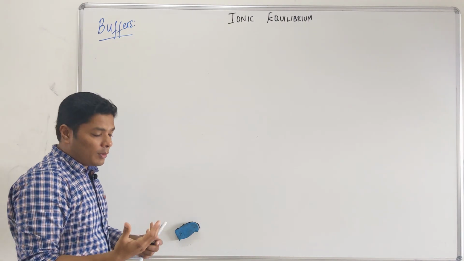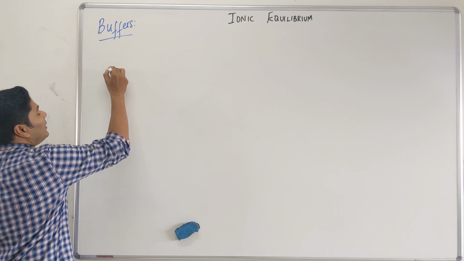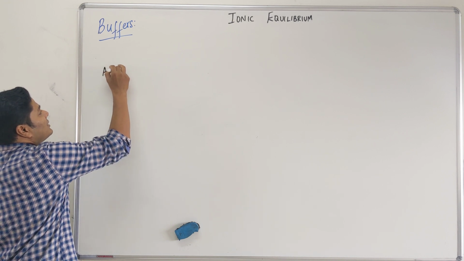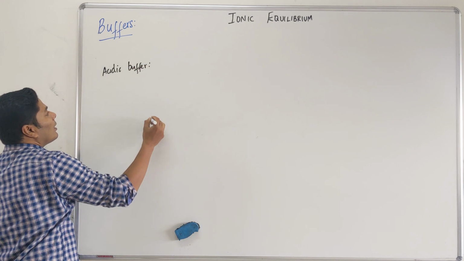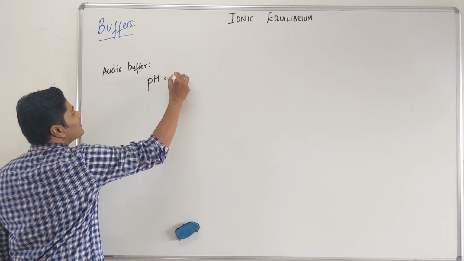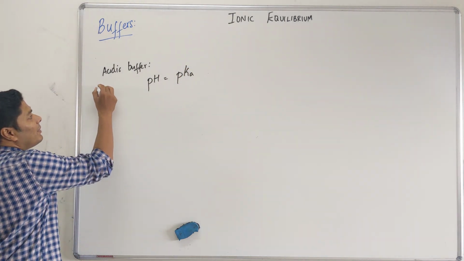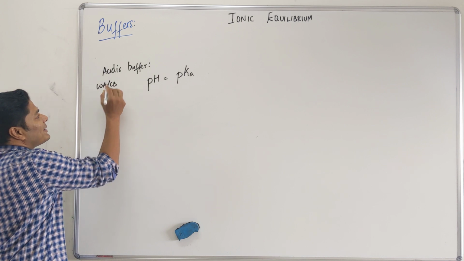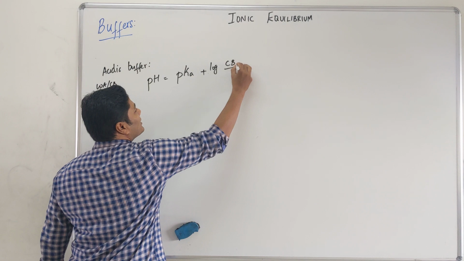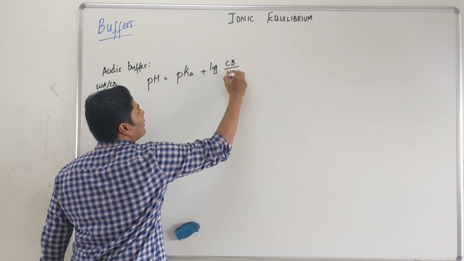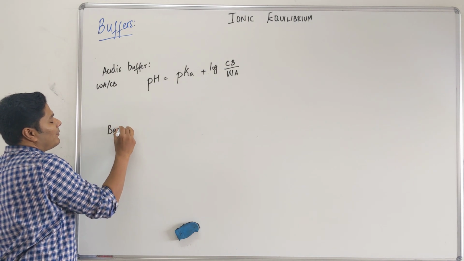Once you figure out that the problem given to you is a buffer problem, it's extremely simple. For an acidic buffer, I'll jump straight to the formula. pH equals pKa of the weak acid plus log of conjugate base by weak acid. An acidic buffer is a weak acid and its conjugate base.